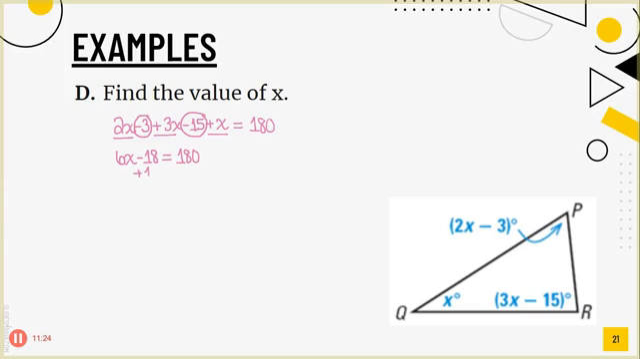So to get X by itself, we're going to add 18 to both sides, which is going to leave us with 6X equals 198. We're going to divide both sides by 6. And so X would give us 33. And the directions do just say solve for X or find X. So we would be finished with 33.